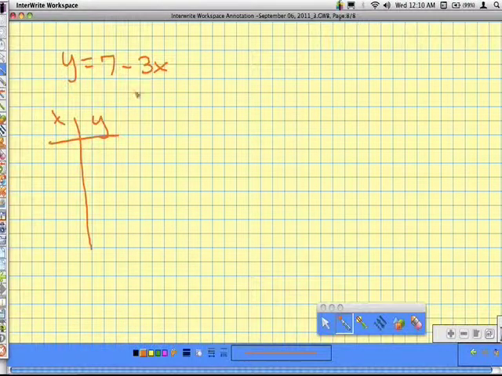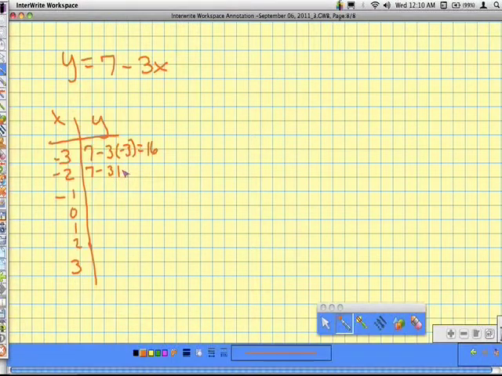So let's go negative 3, negative 2, negative 1, 0, 1, 2, 3. You'll have to decide with different equations how many points you want to put in. Get enough points so you get a pretty good idea of what the picture is going to look like. So if we substitute in negative 3 here, I'm just going to get 7 minus 3 times negative 3. And if we simplify that, that's going to turn out to be 16. Negative 2 can go in. 7 minus 3 times negative 2.